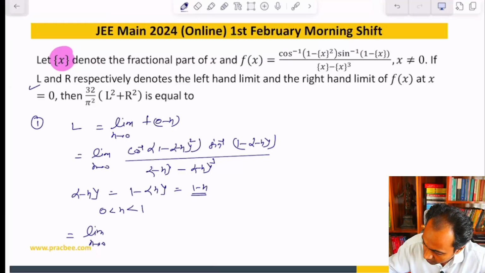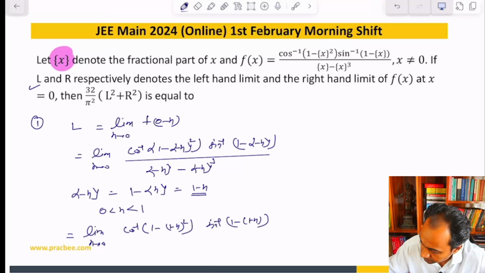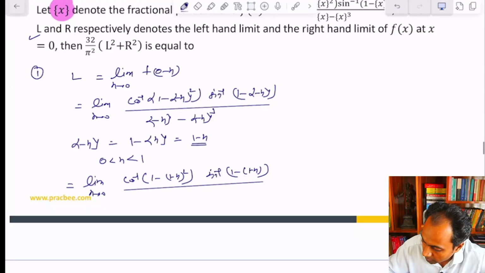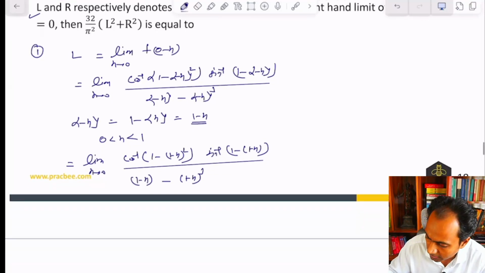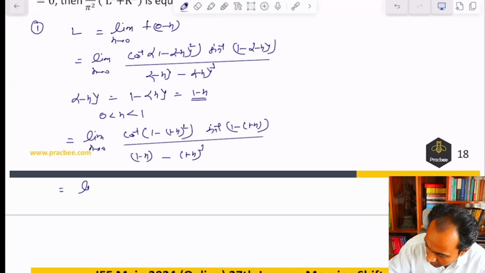Once you do this interpretation, you will see that the question becomes very simple, because it is cos inverse of (1 minus h) whole square, sine inverse of (1 minus h), and ultimately what we have is (1 minus h) minus (1 minus h) whole cube. So you can see that the whole problem generating fractional part is gone now, and it has become a simple limit that can be easily calculated. So let us go forward and do that.